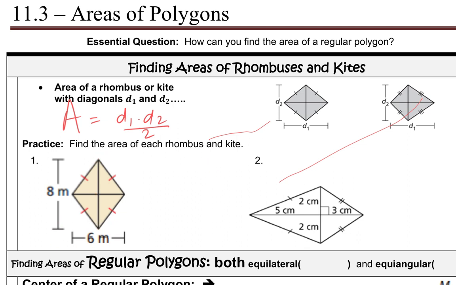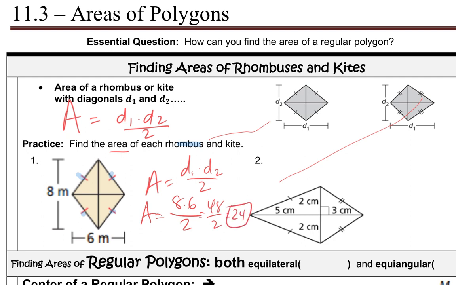So this, of course, is a rhombus because it has all four sides that are the same length. Okay, so go ahead and see if you can find out the area of this. All right, so we said the area is D1 times D2 over 2, right? So that means the area is equal to 8 times 6 divided by 2. 8 times 6 is 48 divided by 2 gives us 24, right?